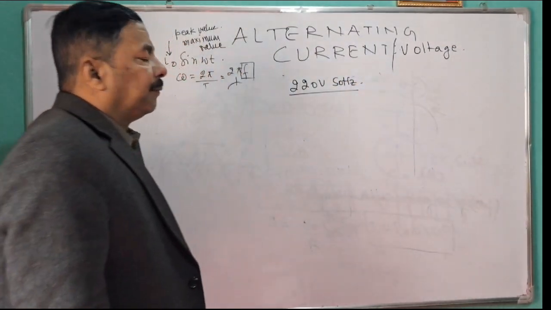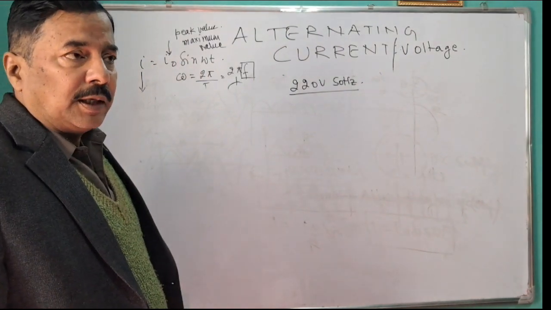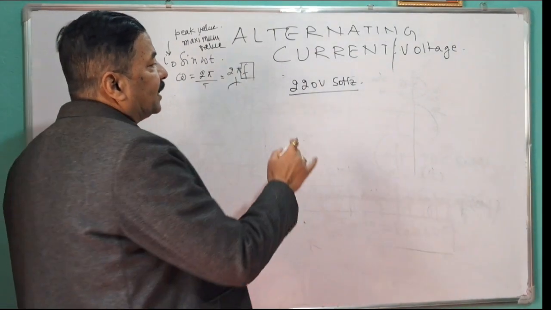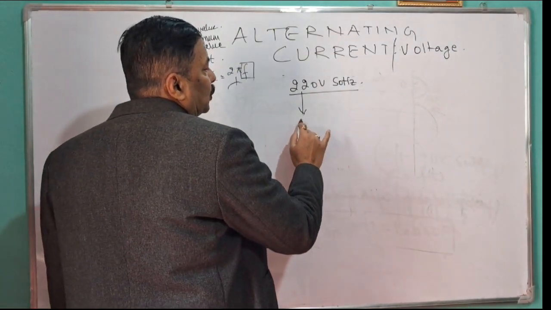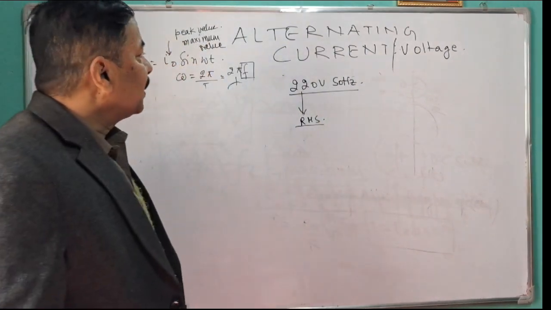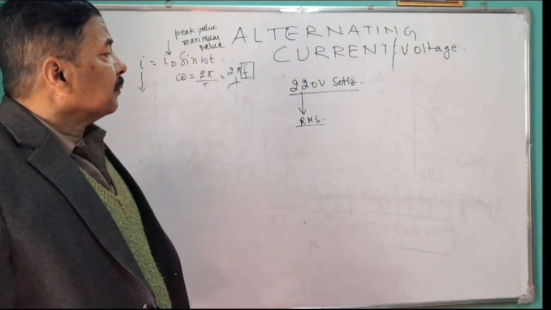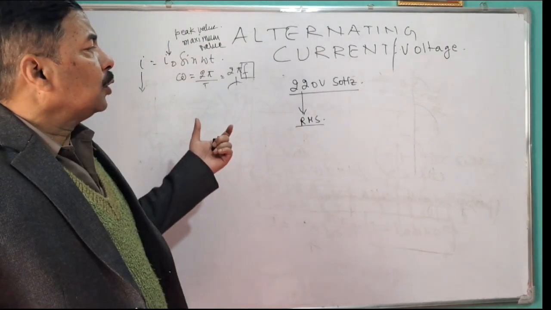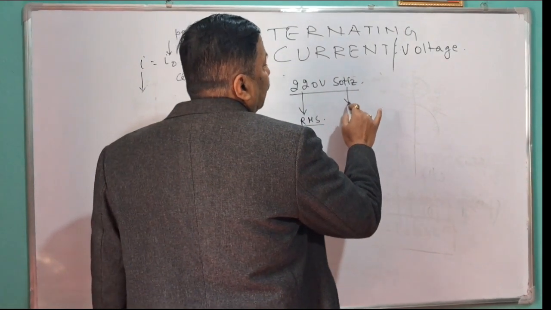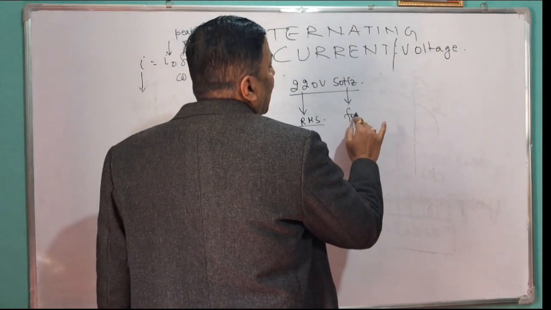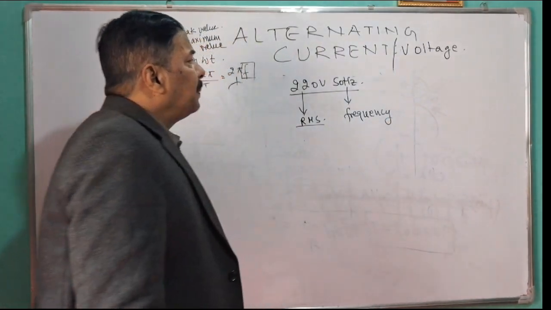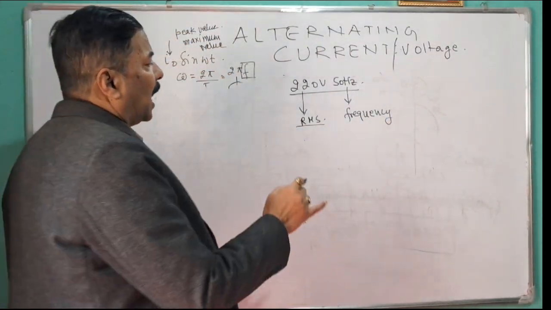What does this mean? The AC we are using in our house has this RMS value. This is the root mean square value. This is a single value that represents the value of AC over one time period. If I want to represent AC with a single value, that is the RMS value, and it tells about the AC that we are using. So the RMS value has to be understood.